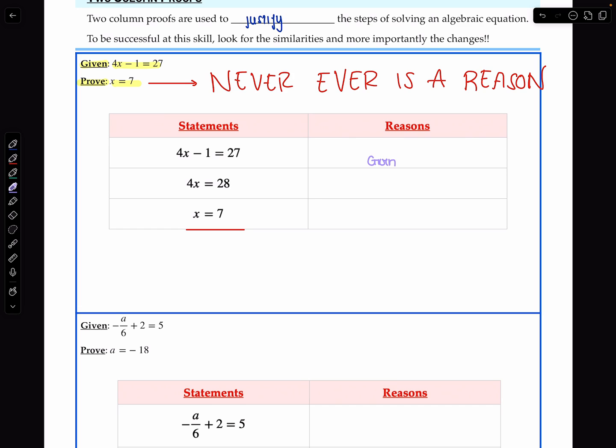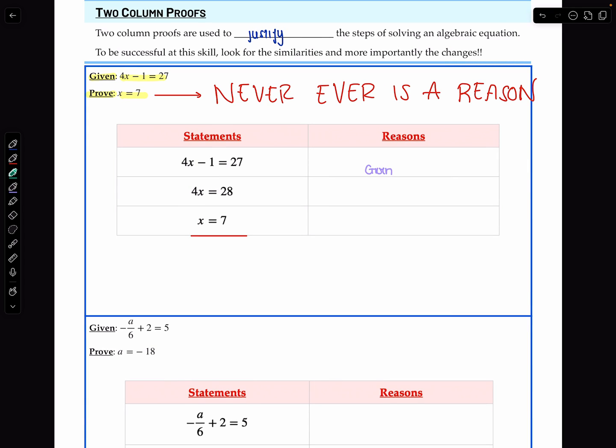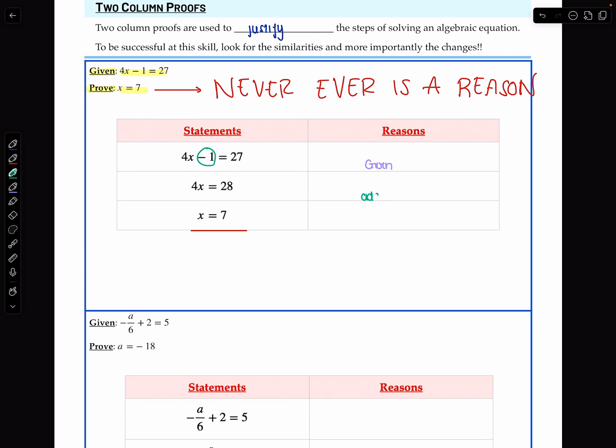as a reason. How do we know that 4x minus 1 equals 27? It was told to us. That's it. They didn't tell us that the answer is x equals 7. They're telling us to justify that it is x equals 7. So the rest of these better be daggone properties, and prove is not a daggone property. Anyway, let's look at what's changed. This minus 1 here has disappeared. So this is the addition property.